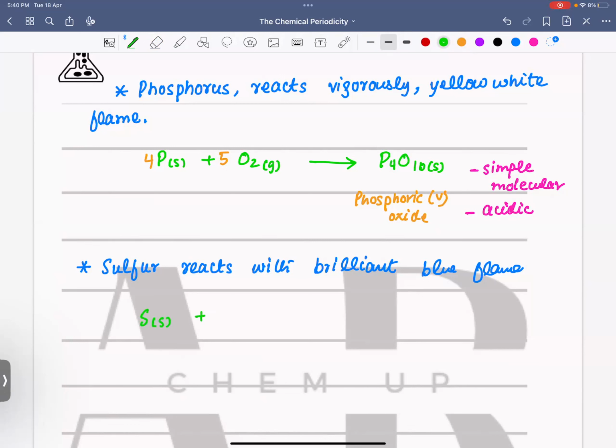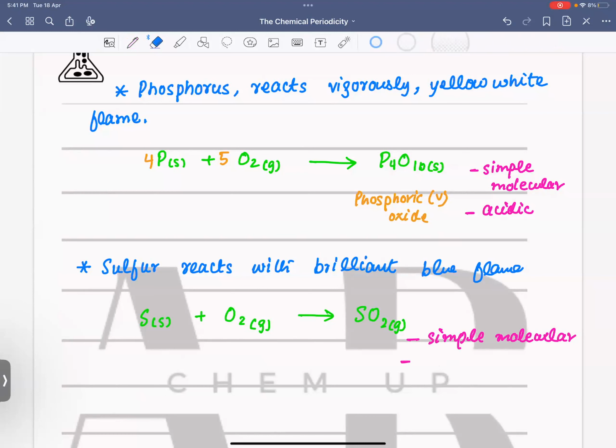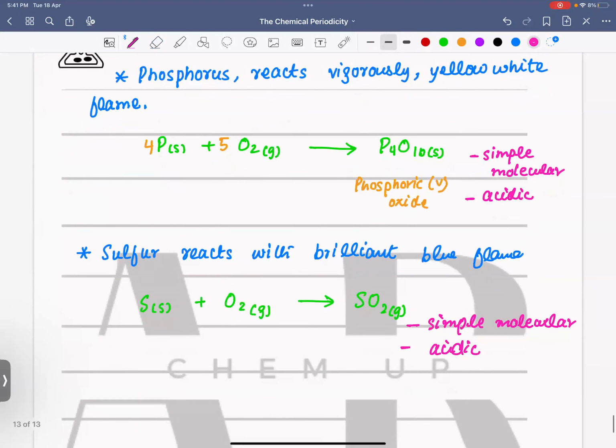sulfur solid reacting with the oxygen gas, forming sulfur dioxide gas. So again, it's a simple molecular, and acidic. Okay.